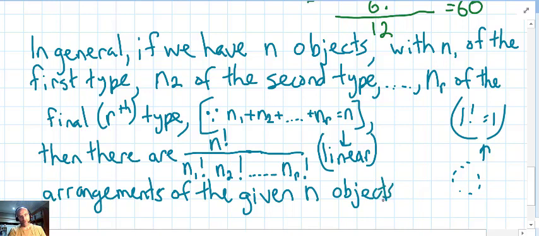So now you have a way of dealing with indistinguishable objects, and it's basically modifying the n factorial. Hopefully that helps a bit, and I do have a second video on this.